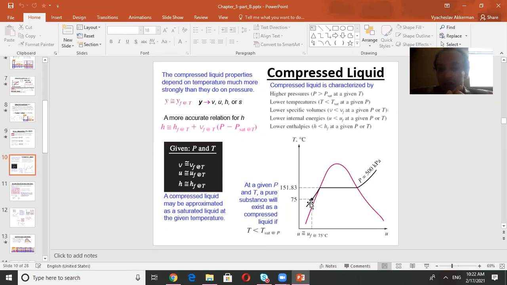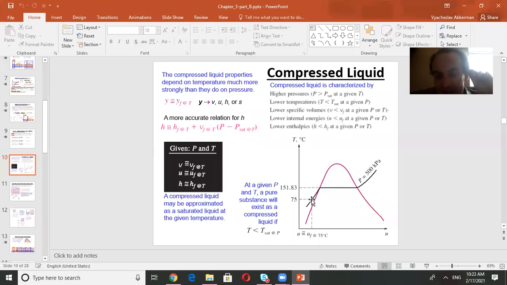First, there is only one exception that I allow you to make. You can approximate compressed liquid by saturated liquid. Please never approximate superheated vapor by saturated vapor. Please never confuse anything else, only this one.